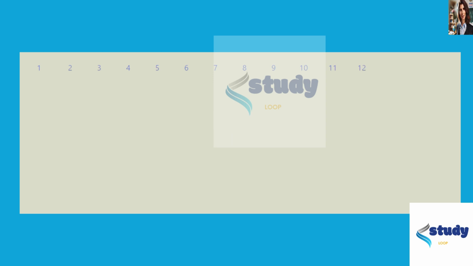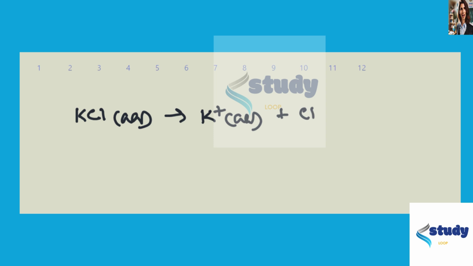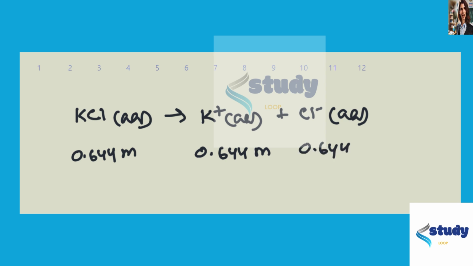Now we have to find out how KCl will be dissociated. KCl will be dissociated as K plus and Cl minus. That means if KCl concentration is 0.644 molar, that means K plus ion concentration will be same as the KCl, and also the Cl minus ion concentration will be same as KCl, since from 1 molar KCl we will have 1 molar K plus and 1 molar Cl minus.